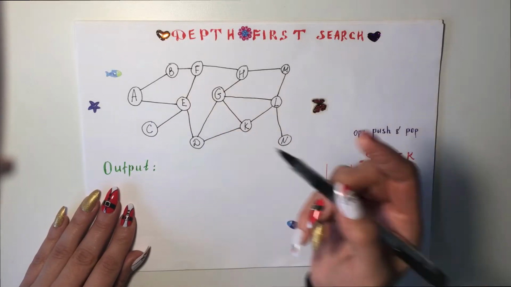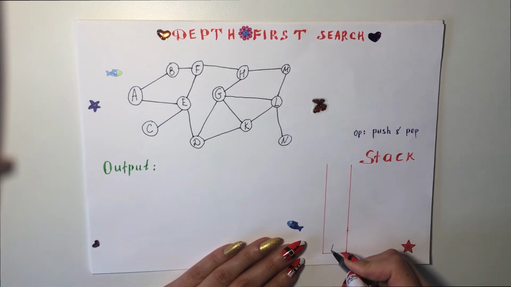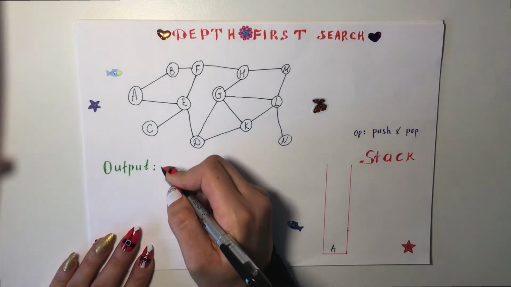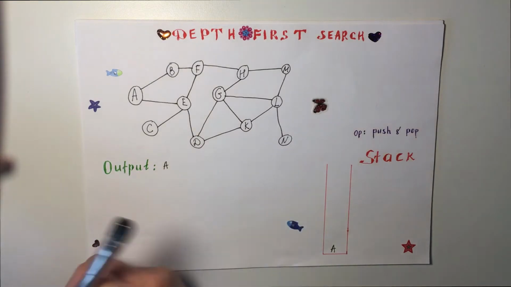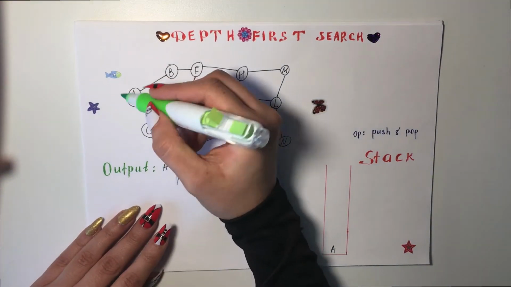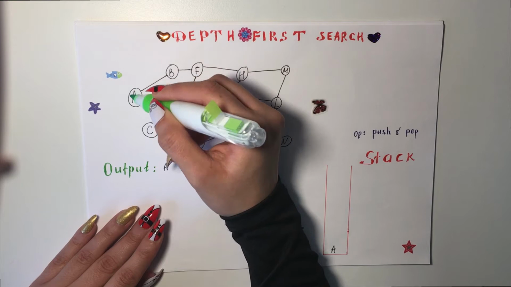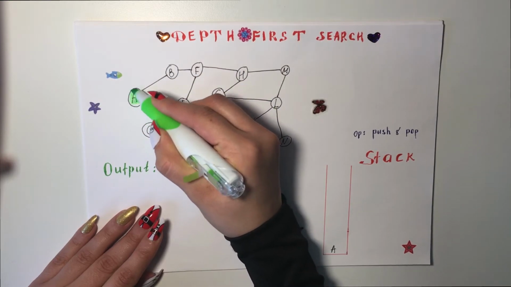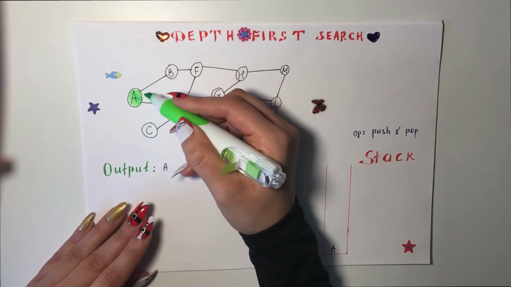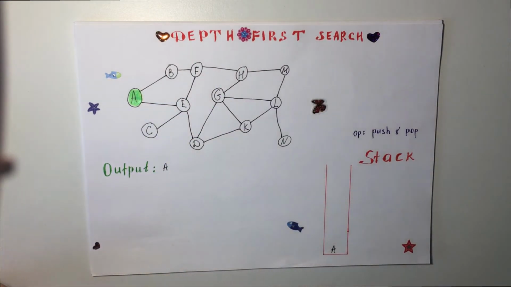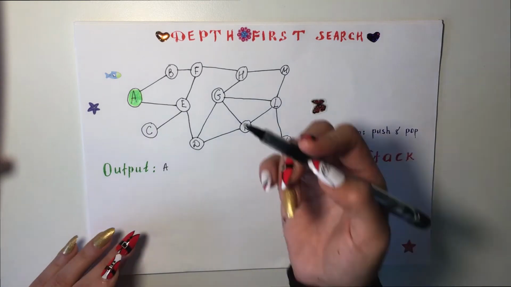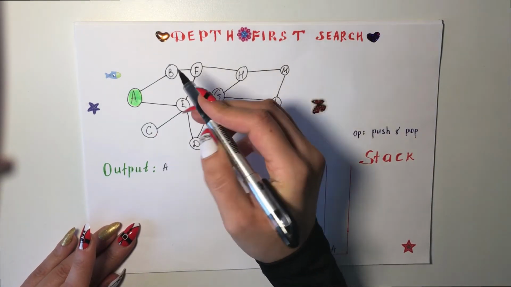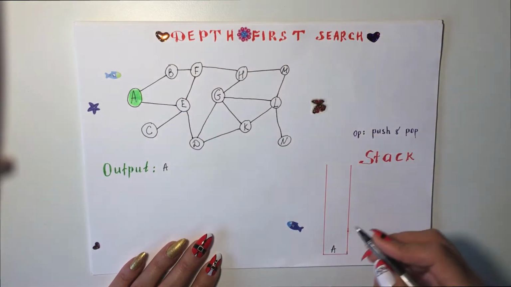Let's get started. We can start from node A. First of all, we're gonna push it to the stack and add it to the output. And then finally we can mark it as a visited node. Now it's time to check adjacent unvisited nodes of A, which are in this case B and E. Let's go for B firstly.